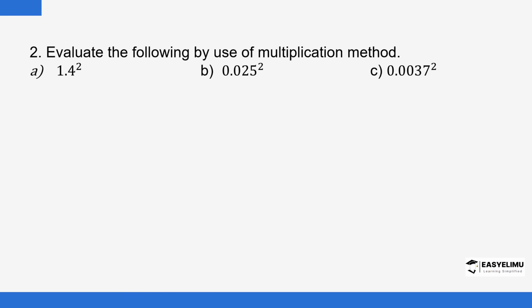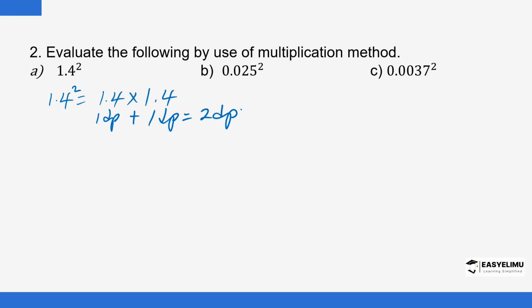So again, you have 1.4. Remember, for the square of a number, we use the symbol power 2, raised to power 2. So we have 1.4 squared again. This is 1.4 multiplied by itself. So 1 decimal place here, you add another 1 decimal place, the total is 2 decimal places. So 2 decimal places will be the number of decimal places in the product.